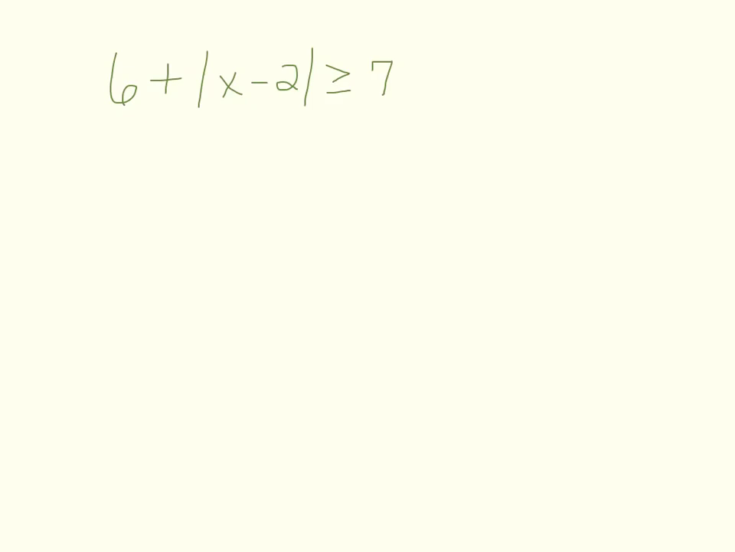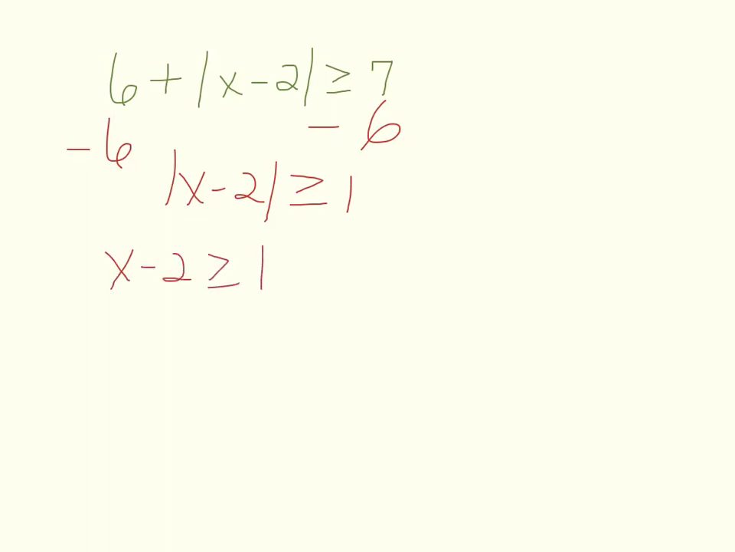All right, next one. Same rules apply with inequalities as with equations and absolute value. You have to get it by itself. So I'm going to get this absolute value by itself. I'm going to subtract 6. So we have absolute value of x minus 2 is greater than or equal to 1. Okay. Now the absolute value is by itself.